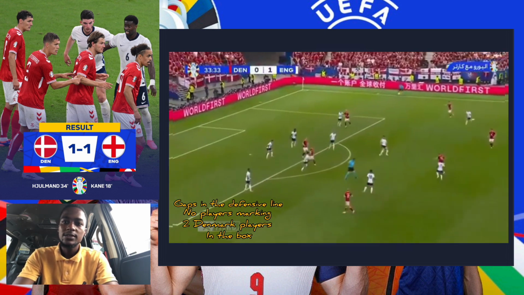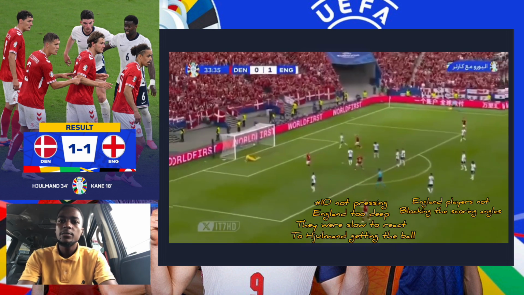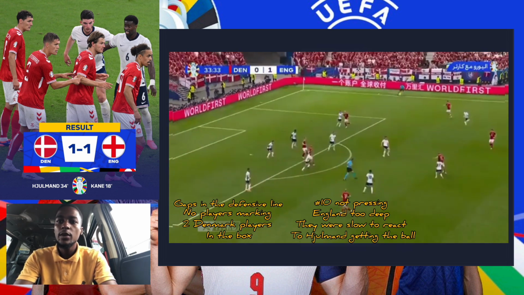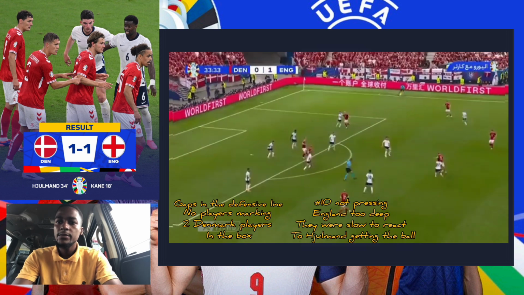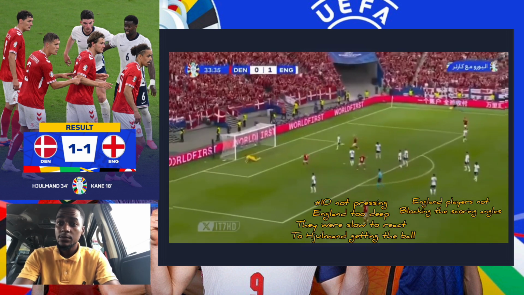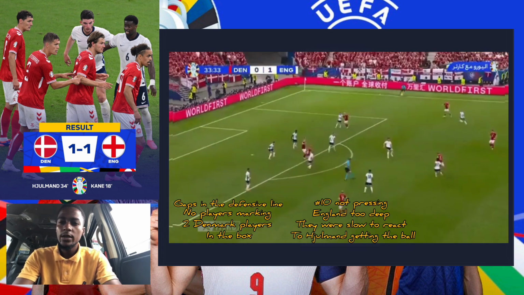Gaps in the defensive line, no players marking two Denmark players in the box. Bellingham not pressing, England's structure too deep, they were slow to react to Hjulmand getting the ball. England players not blocking the scoring angles.